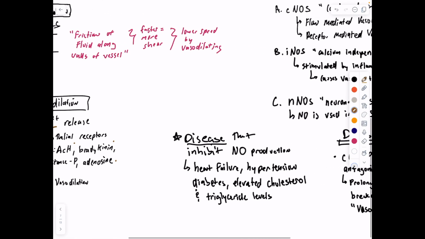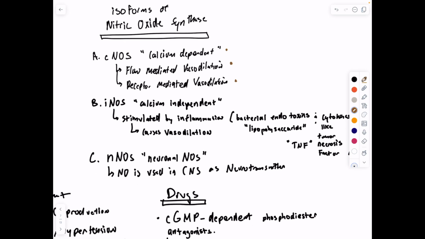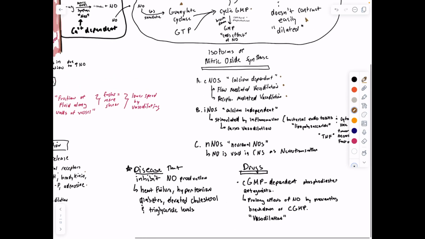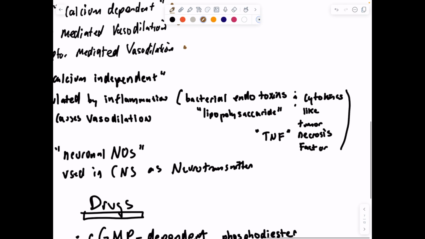Okay, so what are the different types of nitric oxide synthase? We talked about cNOS. It's calcium dependent, and it does flow-mediated vasodilation and receptor-mediated vasodilation, basically stimulated by providing more calcium. And then there's iNOS, which is calcium independent, and this is stimulated by inflammation. So the idea is that if you have inflammation, then iNOS will be stimulated and cause vasodilation. What are the things that can cause this inflammation? That would be bacterial endotoxins such as lipopolysaccharide, and cytokines like tumor necrosis factor, aka TNF.